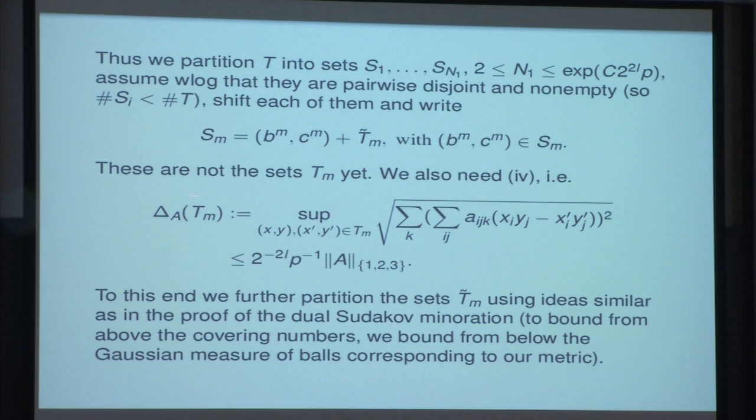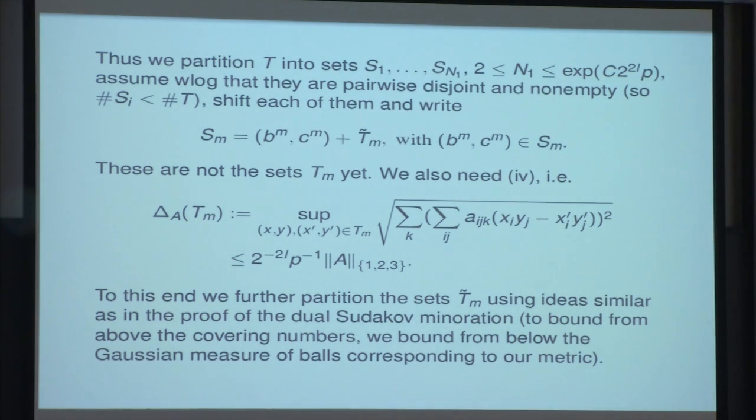Okay, but so far we've taken care only of this S_A. We still have this delta_A of T_n. So we have to modify this T tilde m to T_n in such a way that the diameter with respect to such a metric is small. And this is very similar to the proof of the dual Sudakov minoration.